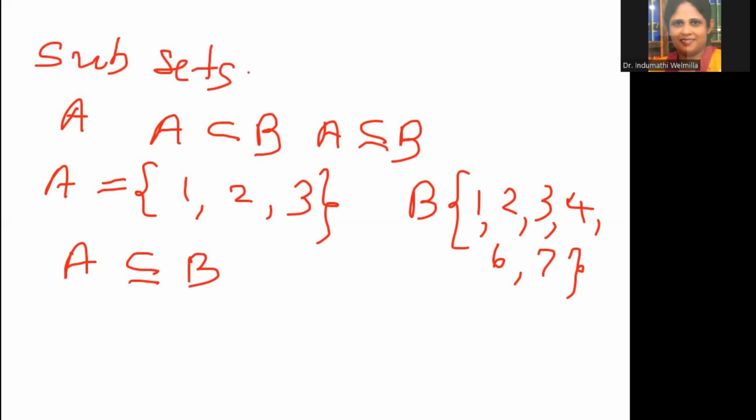Note that a set is also a subset of itself. And if a set is not a subset of another set, then we can denote it this way. As an example, if A is not a subset of B, it is denoted as A not a subset of B.